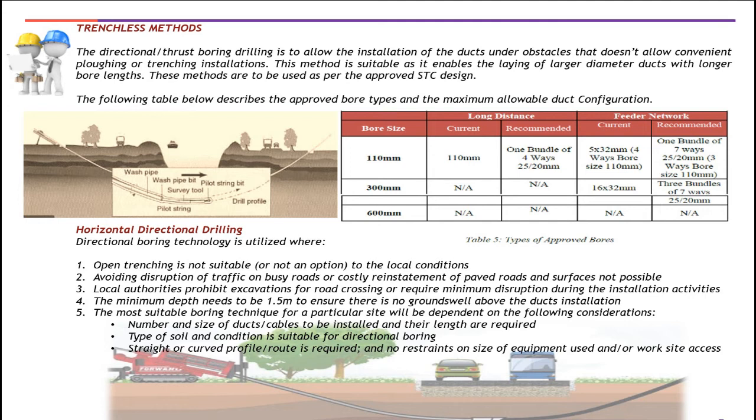What we haven't mentioned here is that, to be able to prevent the ground from swelling, a 1.5 meter minimum depth shall always be observed. The most suitable boring technique for a particular site will depend on the following considerations. The number and size of ducts or cables to be installed and their length are required. The type of soil and condition is suitable for directional drilling. A straight or curved profile route is required, and there should be no restraints on the size of equipment used.